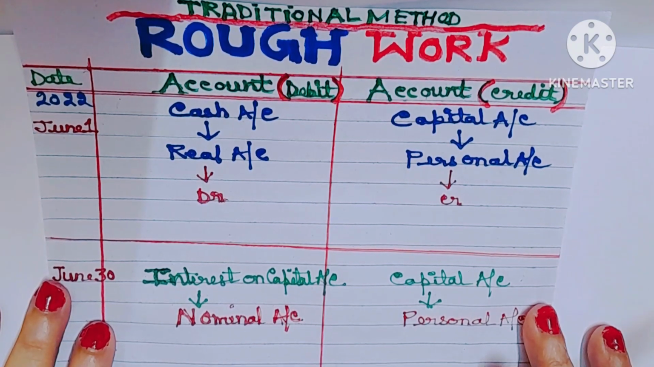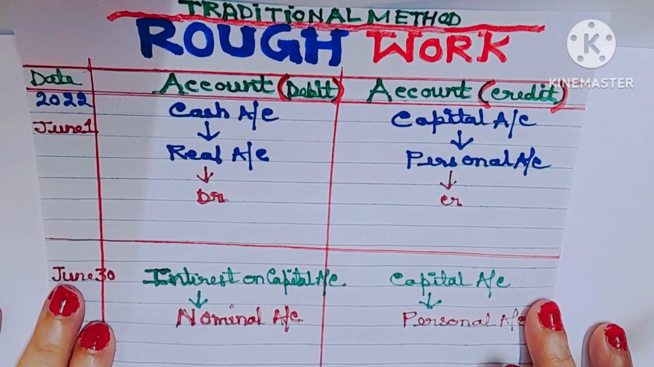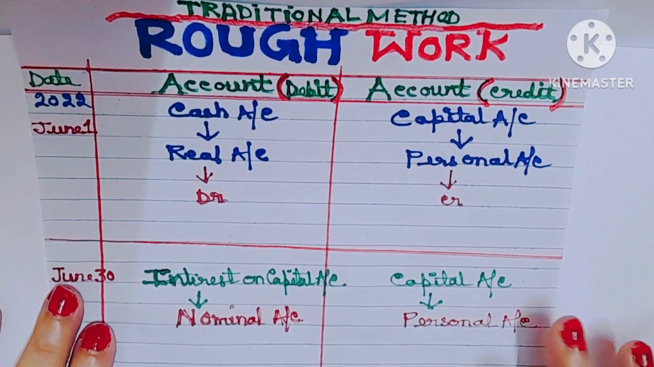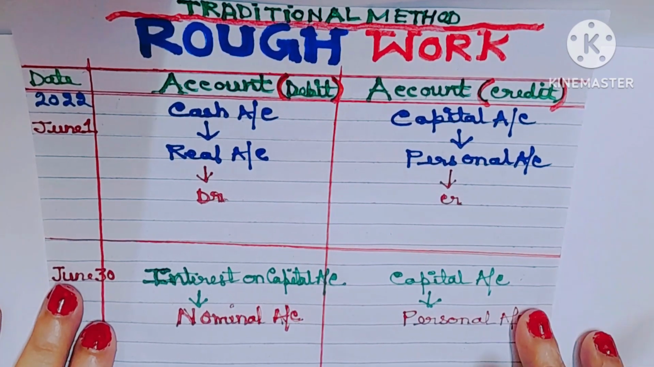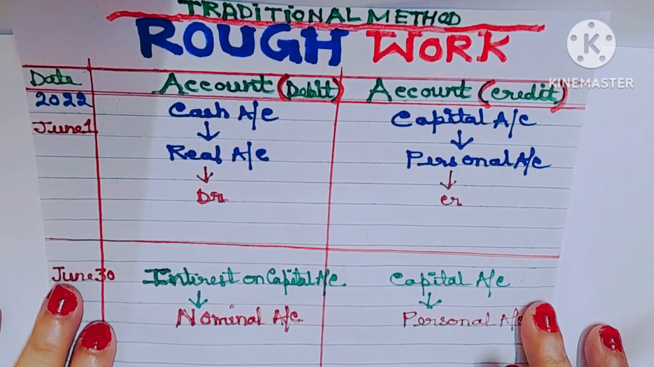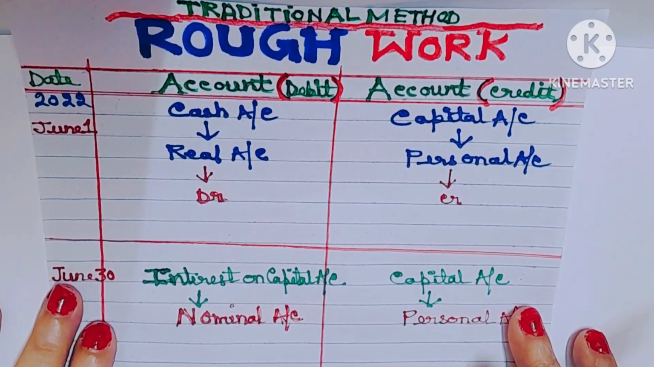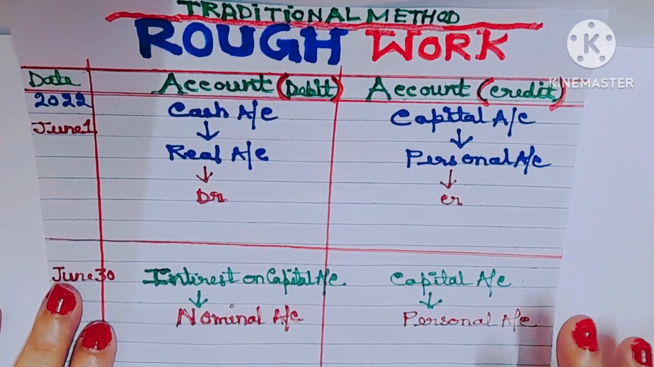So interest on capital account will be debited because from the point of view of the business, interest on capital account is an expense for the business because the business has to pay interest on capital to the business owner. Understood? You always got to see from the point of view of the business. When the business pays interest on capital to the business owner, it is an expense for the business. But from the point of view of the business owner, it is a gain.